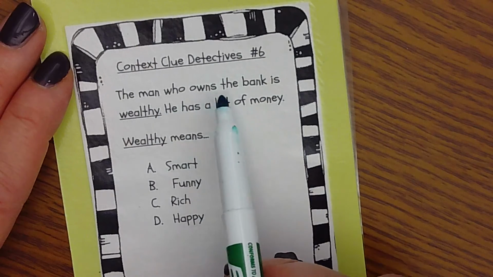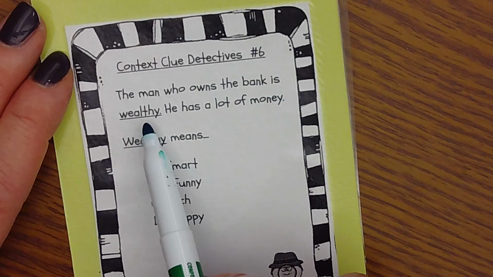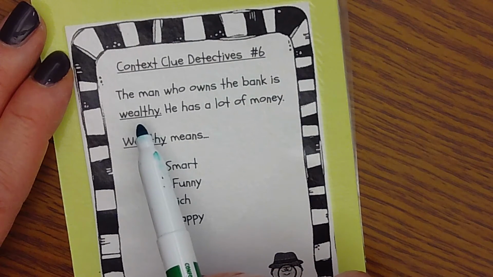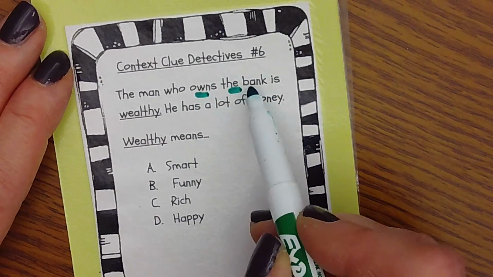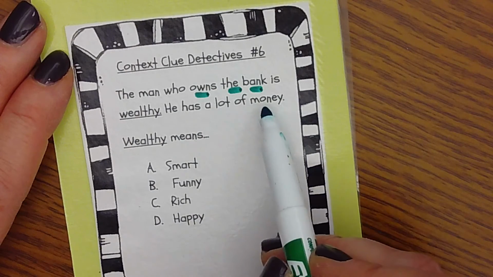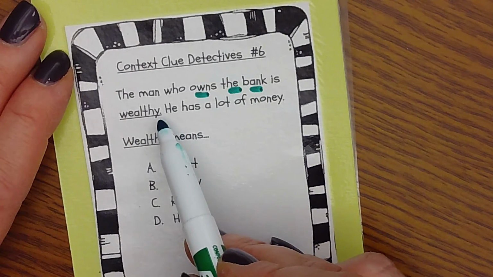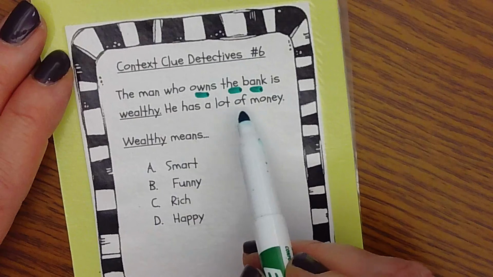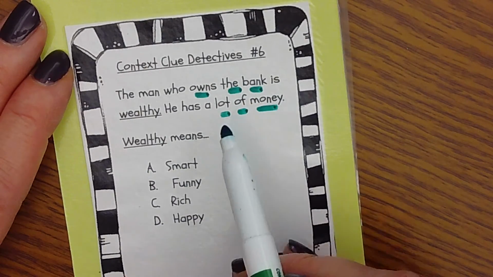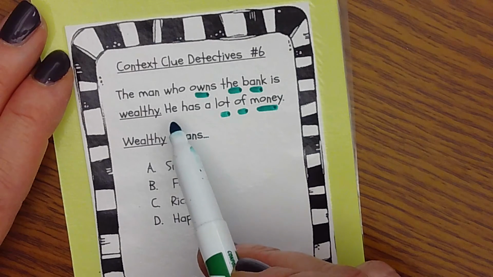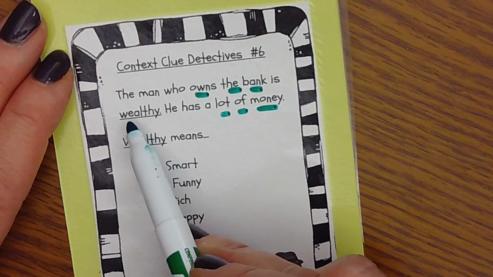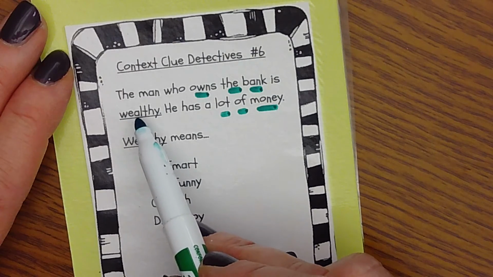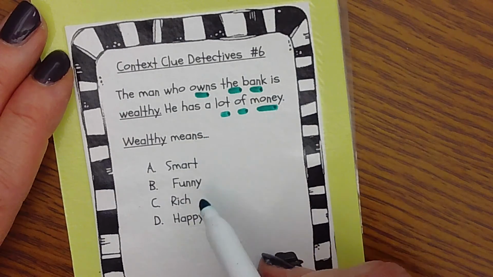The man who owns the bank is, I'm not sure that word. Starts with a W. What? He owns a bank. That might be a clue. He has lots of money. Ooh, I'm glad I didn't stop at that tricky word. I'm glad I finished and read this one because I see clues with lots of money and he owns a bank. So I think that means he's rich. But rich doesn't start with a W.